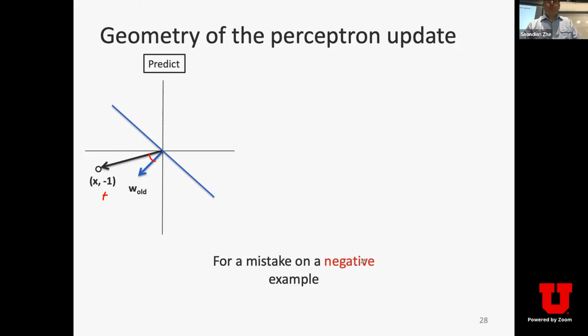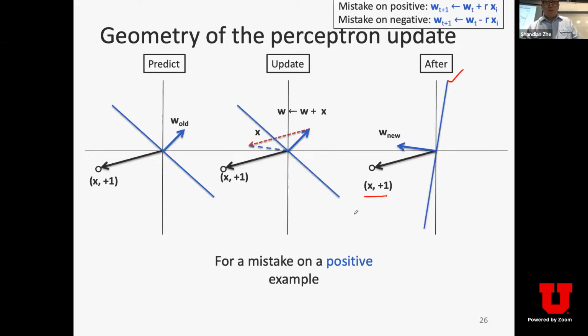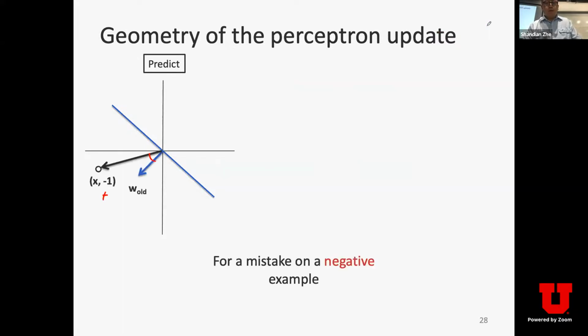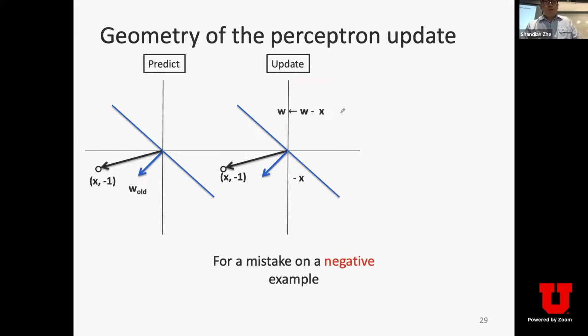And then we're going to apply the rule as we just mentioned, the second rule. We made a mistake on a negative example, so we're going to subtract from our current weight vector xi times the learning rate r. And again, we're going to assume r equals 1. So then our update will be to subtract x from the current w.